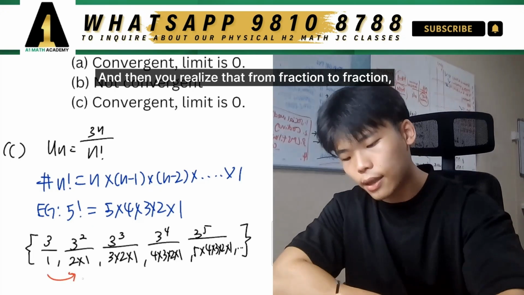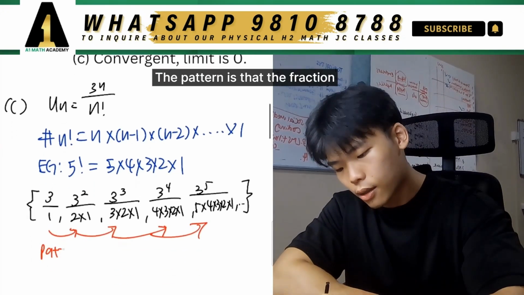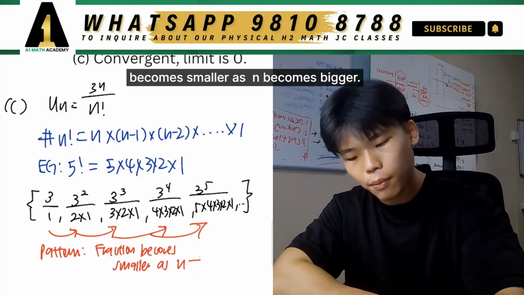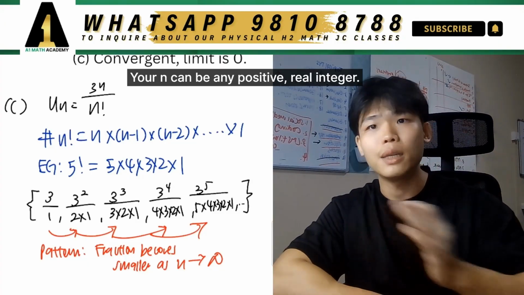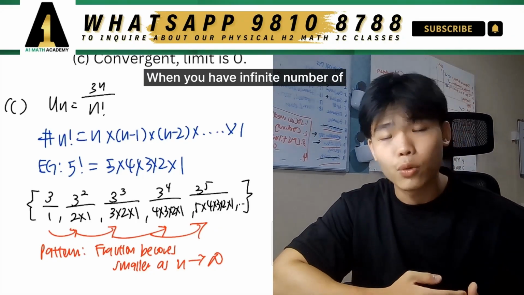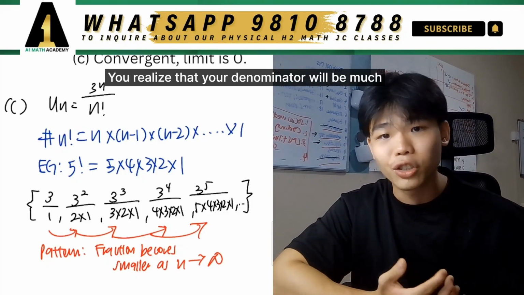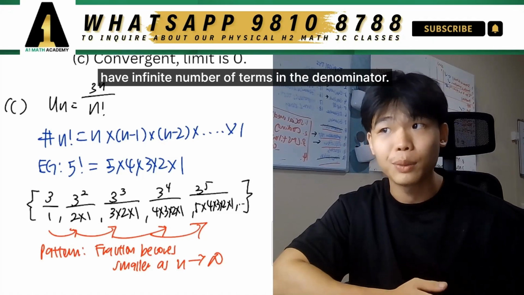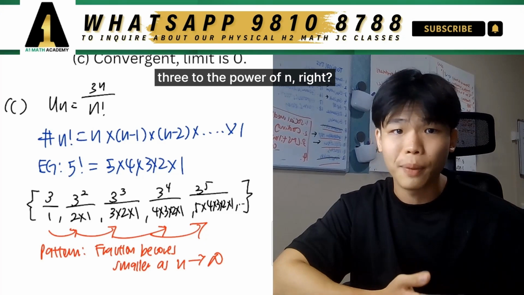And then you realize that from fraction to fraction, the fraction actually becomes smaller. You realize the pattern: the fraction becomes smaller as n becomes bigger. So eventually you imagine this, your n can be any positive integer. So as n approaches infinity, what happens to your sequence? When you have an infinite number of terms in the denominator, you realize that your denominator will be much larger than your numerator, because your numerator cannot match it. Your numerator is just 3 to the power n.